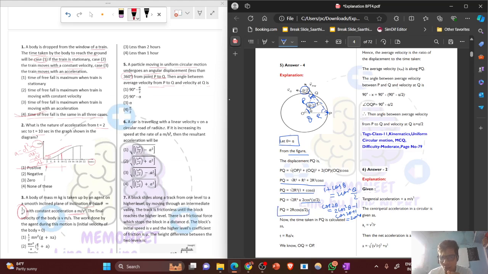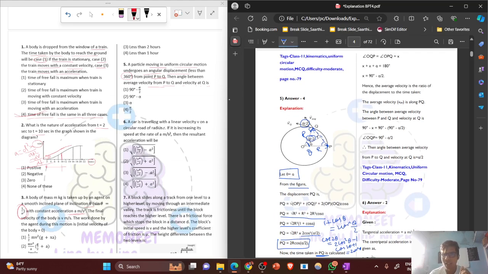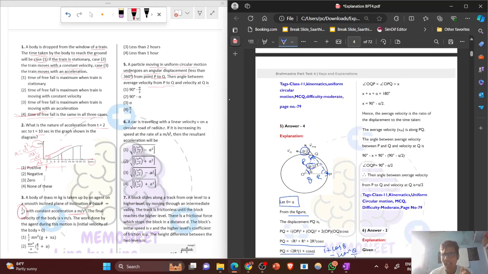So PQ will come out to be this value. Now we can calculate the time taken. Time taken in PQ is calculated as time equals displacement over velocity. We know OQ is equal to OP, which is the radius, and these are equal for both, and angle OQP is x.